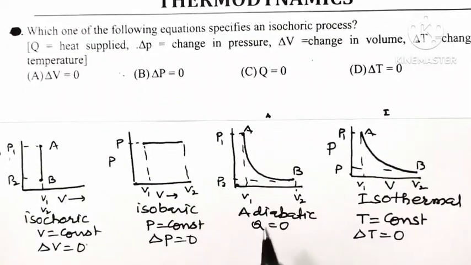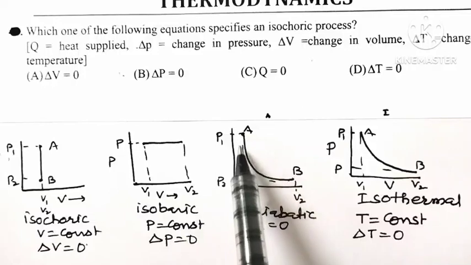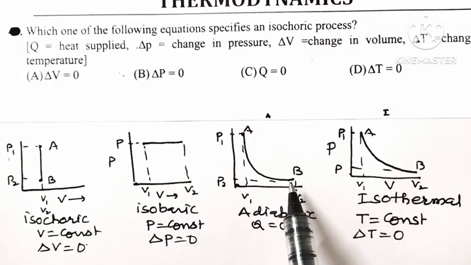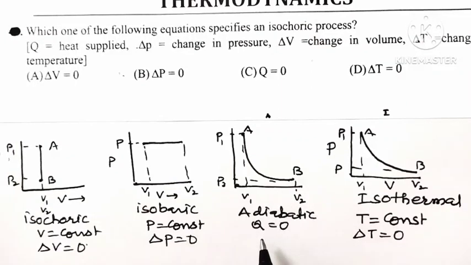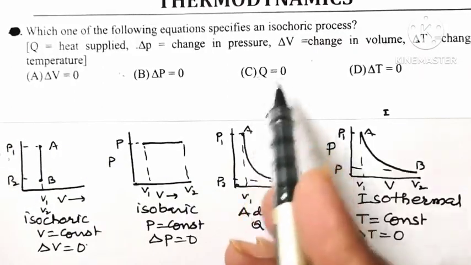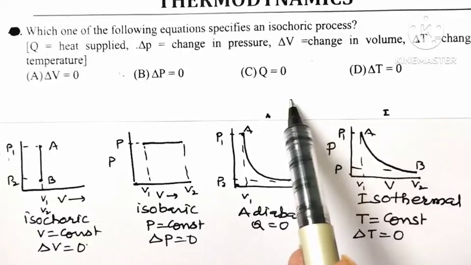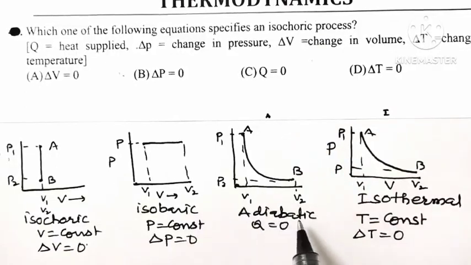When gas undergoes an adiabatic expansion or adiabatic compression, no amount of heat is allowed to enter into the system from the surrounding or from the system to the surrounding. Means gas undergoes change in pressure with change in volume as per this graph. And here the amount of heat supplied either to the system or by the system to the surrounding is 0. So Q equal to 0, this equation will specify an adiabatic process.